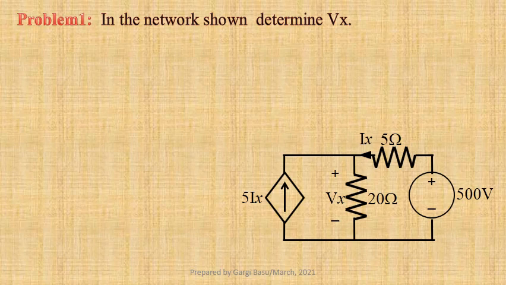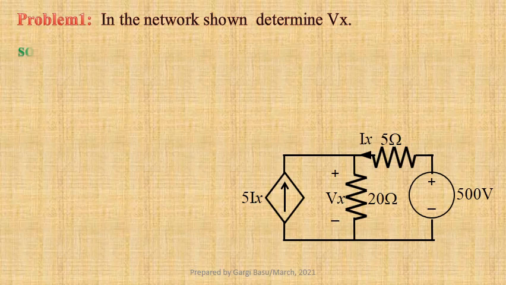Problem number 1. In the network shown, we have to determine Vx. In this circuit, we find one dependent current source and one independent voltage source. At first, we shall treat the dependent source as independent source. Later, we shall write one constraint equation to include dependency.